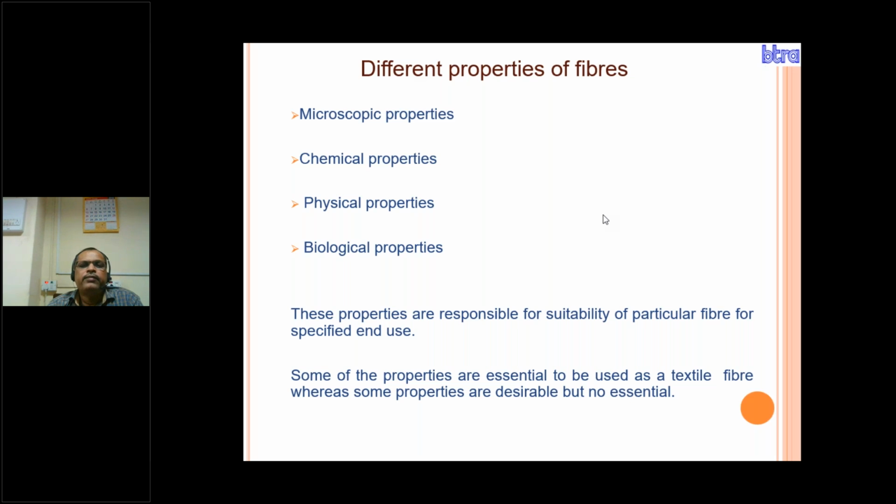So what are the different properties of the fibers that we are using to make the fabric? They are the microscopic properties, chemical properties, physical properties and biological properties. These properties are responsible for the suitability of particular fibers for specified end use. These properties decide where we can use this fiber and what type of fabric we can make. Some of the properties are essential to be used as textile fiber, whereas some properties are desirable but not essential.